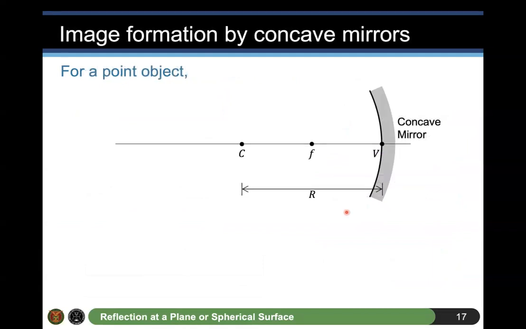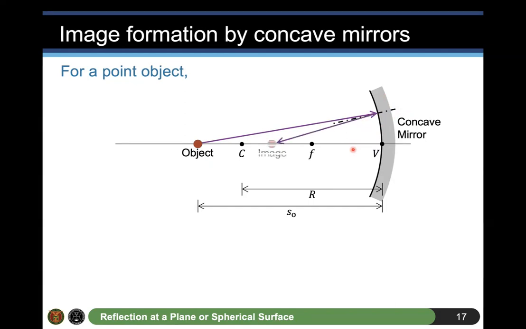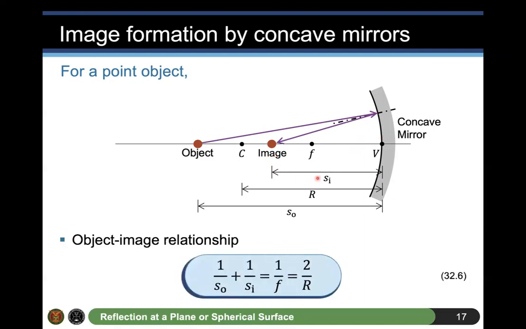So some cases, kung point object, the image formed on a concave mirror, something like this. So meron kang object situated at an S0 to the left of the center of curvature. Okay. So yan yung light ray na galing sa object. It will hit through the normal of the concave mirror. So using law of reflection, ito yung ma-form na image which will now be situated at SI. Okay. And we get an object-image relationship given by this equation.